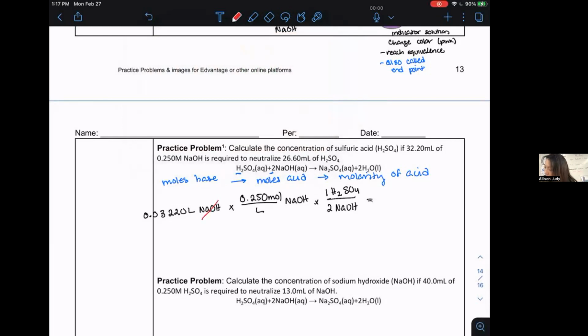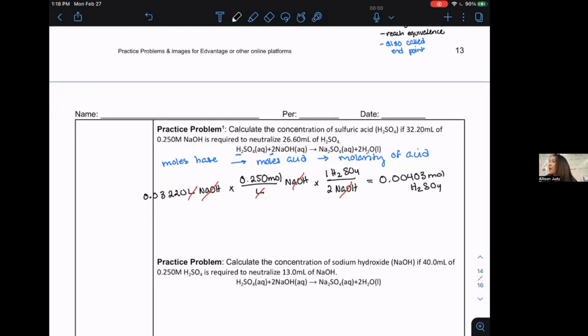H2SO4. Moles of acid. 0.03220 times 0.250 divided by 2. 0.004. For what? 0.25. Okay, moles of H2SO4. Okay, so I figured out my moles of H2SO4. Now I need to figure out my molarity.